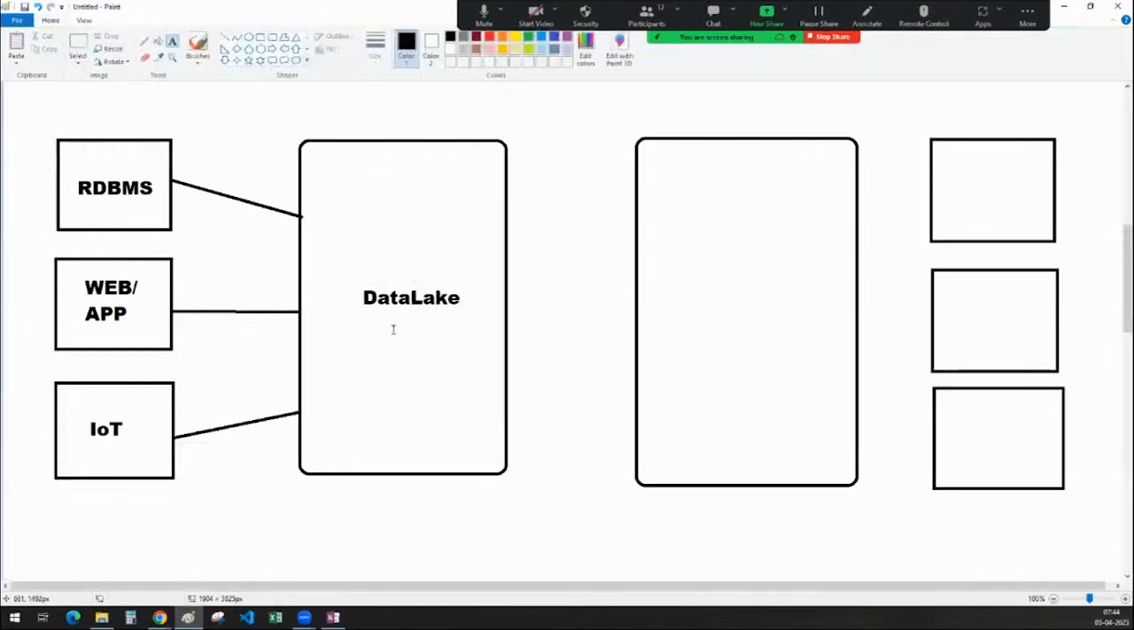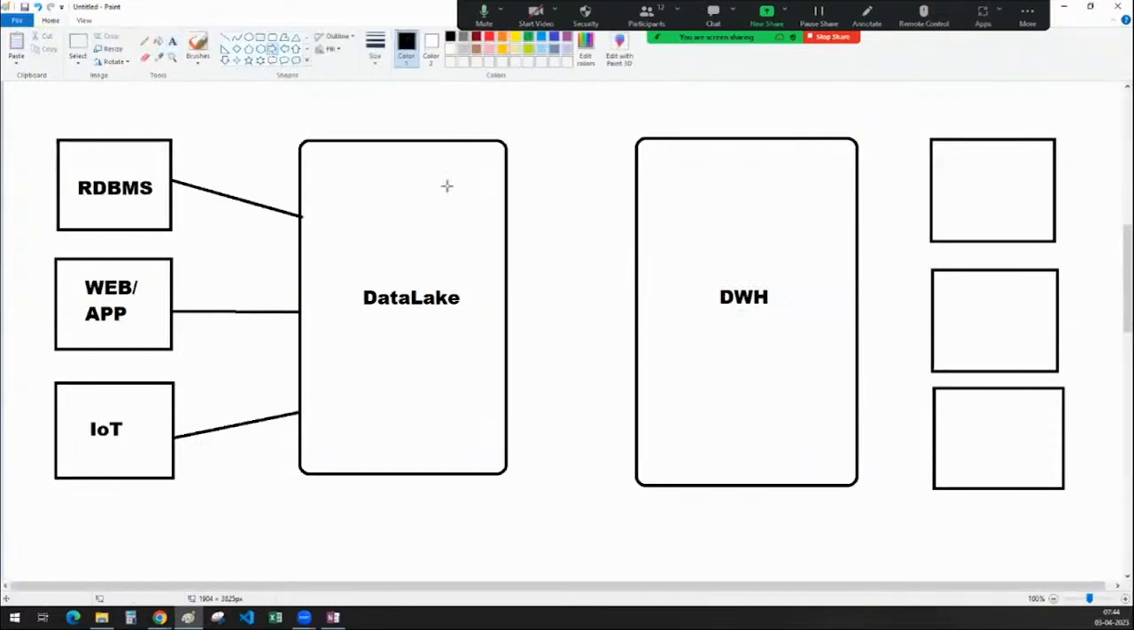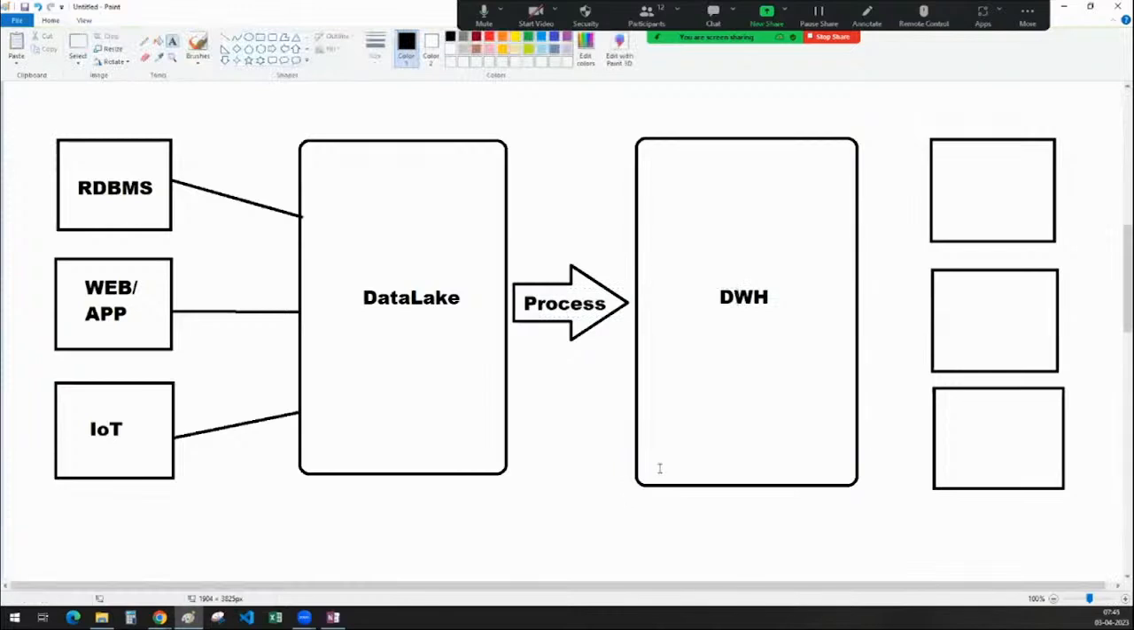You try to ingest the data into the data lake, and once you have the data in the data lake, you try to process the data and send it to the data warehouse. What you are doing here, guys, is processing the data, transforming the data, cleaning the data, whatever you name it, all of those things. You process the data and send it to the data warehouse.